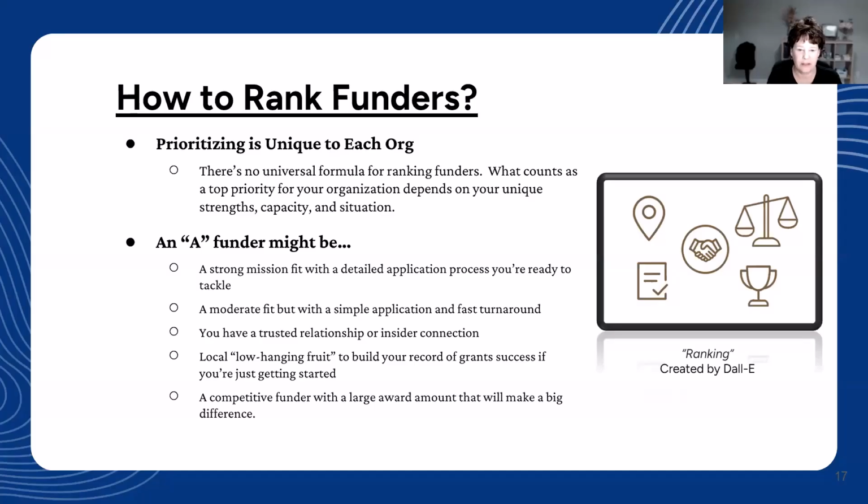And you have, it's a detailed application. It's going to be some work, but you're ready to do it. You have the staffing ready to do it. Perhaps a moderate fit with that funder, but it's a quick application that you can just turn around really fast. So you decide, okay, that's a funder I'm going to put on my A list. You have that relationship or an insider connection. That could be something that you would rank higher.